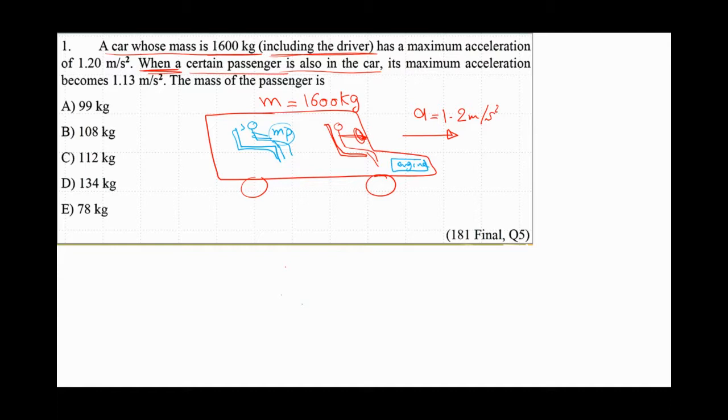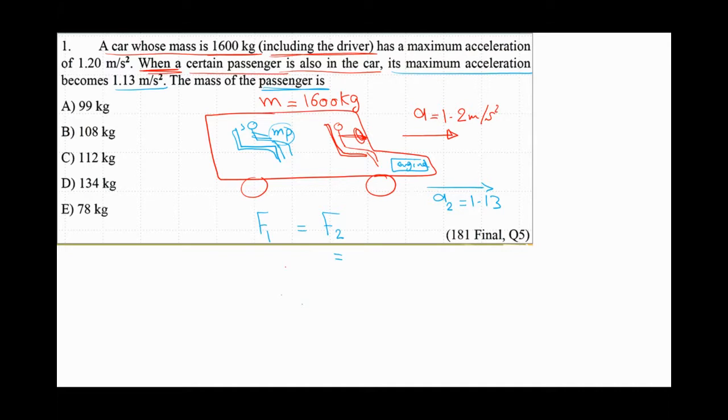So when you add this passenger, its maximum acceleration becomes 1.13. The acceleration in the second case becomes 1.13. What's the mass of this passenger? We need to find the mass of the passenger. So the point here is what? The force at the beginning equals the force at the end, because it's the same car, the same engine. So the engine produces a certain torque, which we can convert into a force.